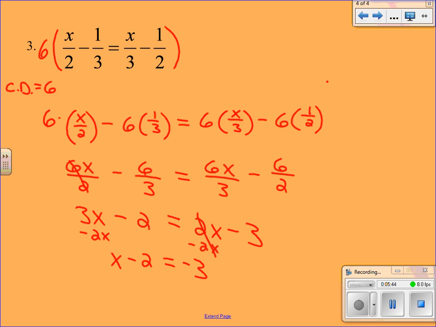Next, we're going to add 2 to both sides. Still showing that work, lining everything up. And we're left with the answer of x equals -1.